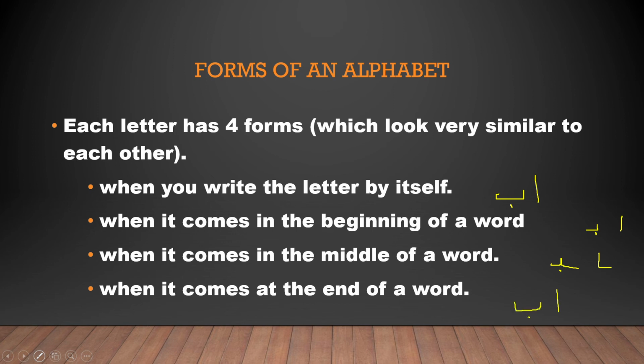Sometimes at the end of the word they remain the same as the original form, and sometimes they change. Most of the time at the end of the word, it remains the same as its original form. So if we do this once again, a letter in Arabic has 4 forms. The letter written by itself is called the original form. At the beginning of the word, this original form changes slightly. In the middle, it changes even more.